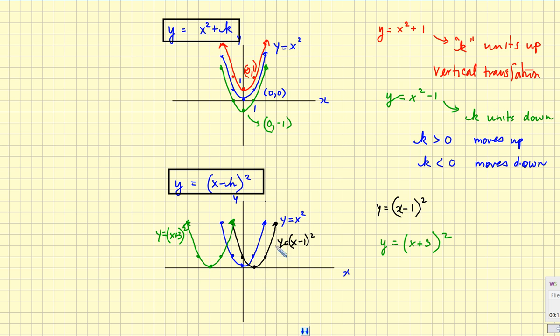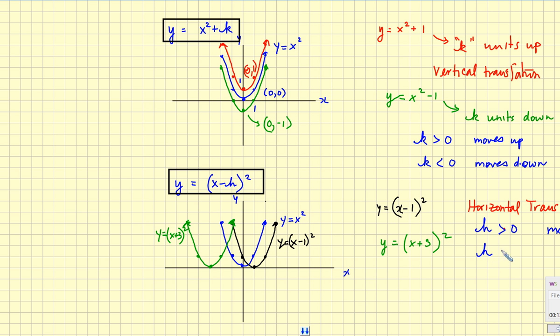If I am looking at the horizontal movement, so when I have x minus h all squared, the second form of the transformations or the translations, this is looking at a horizontal translation. And what the horizontal translation basically tells me is that if my value of h is greater than 0, then my graph moves to the right.